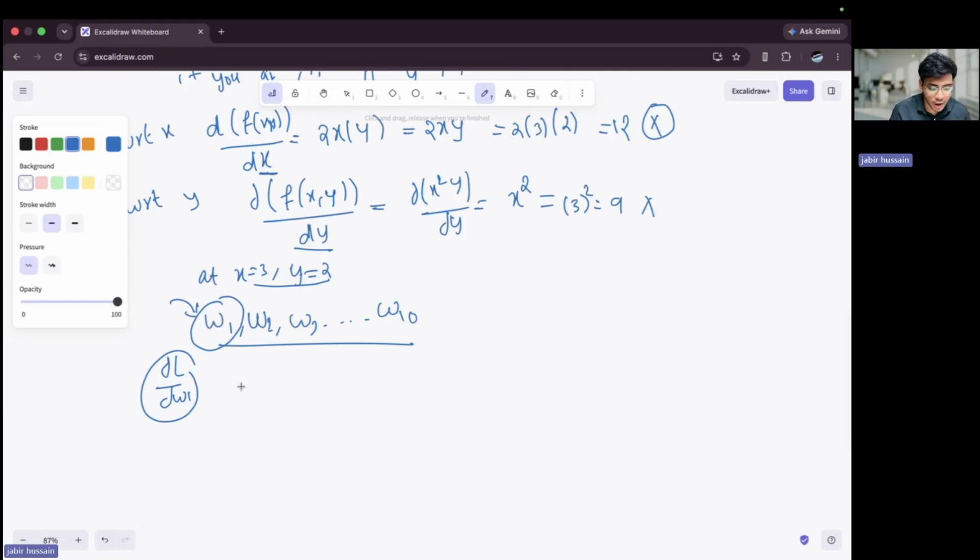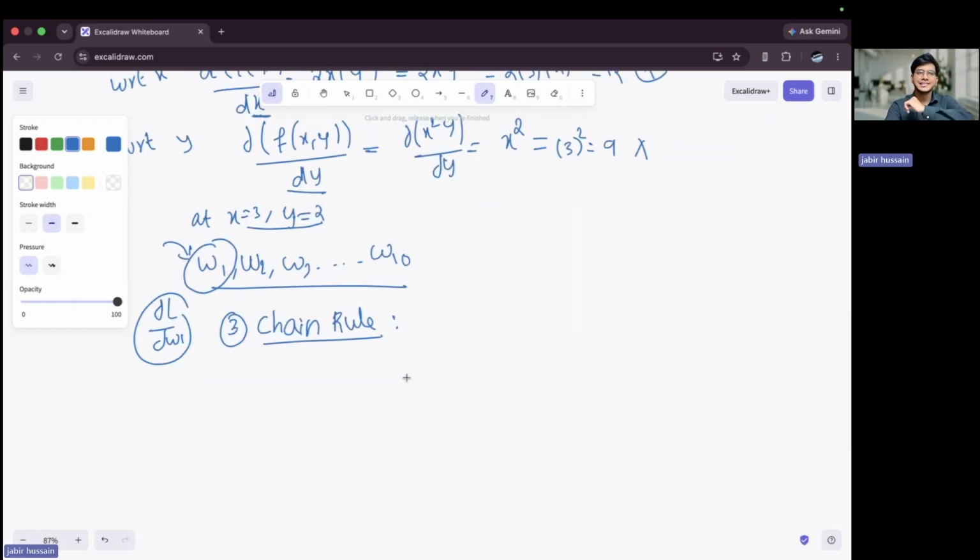Now the third topic, and the main core, or you can say the heart of the topic, is the chain rule. So the chain rule tells us, let me explain with an analogy instead of going into complete math. In the real world, we might have different nested functions.